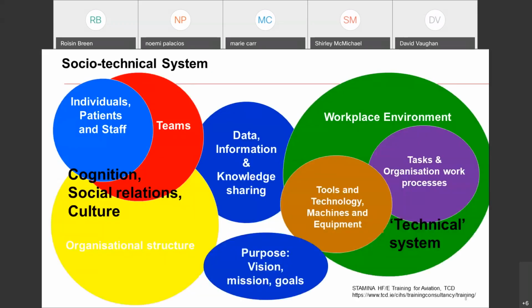So what are the parts of the system? If we look at this diagram, moving from left to right, it's us as people, as individuals who work within the system, as patients in healthcare and as staff. It's the teams that we work in, it's the organizational structures. In green is the workplace environment, the tasks, the tools, the technologies, the machines, the equipment that we use. And linking those then is the, there seems to be a problem with the audio.